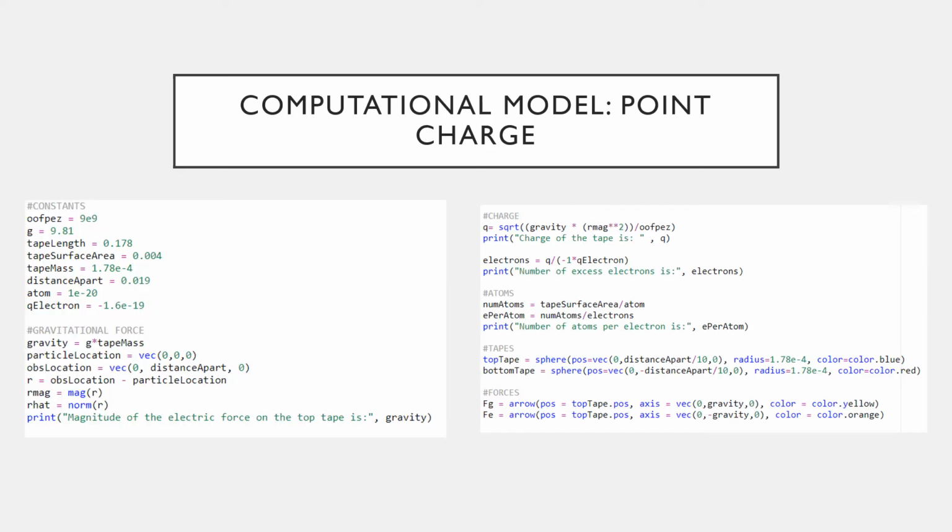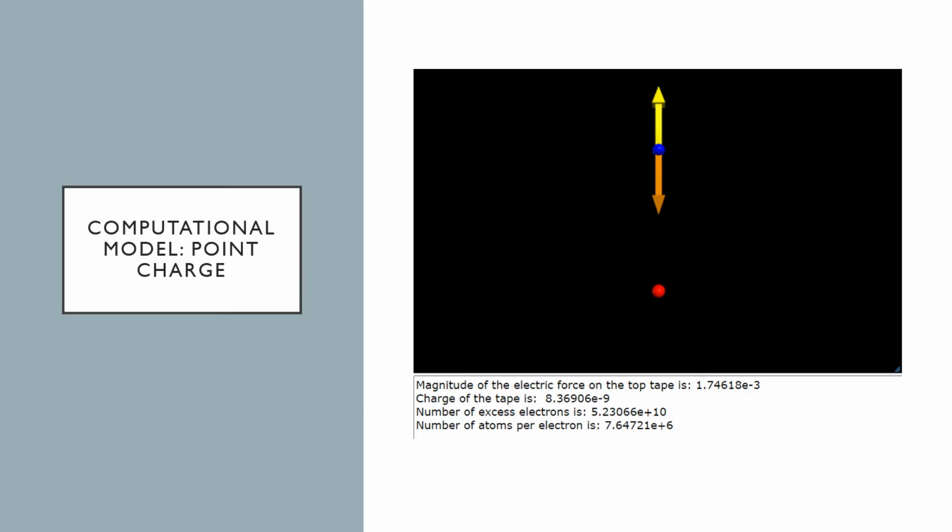Moving on to the coding section of the lab, I first treated the tape as a point charge, so I used the measured quantities and Coulomb's law to calculate the charge, which ended up being 8.3 times 10 to the negative 9th. As shown in the visual, the electric and gravitational force on the top tape are equal in magnitude but opposite in direction.